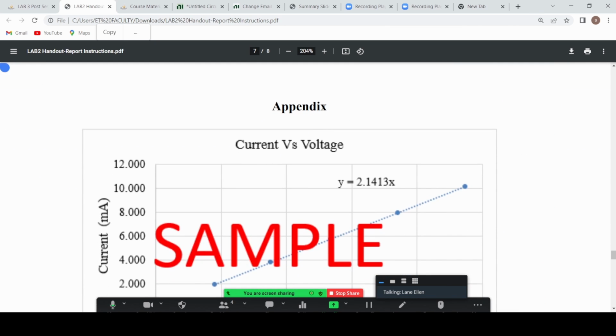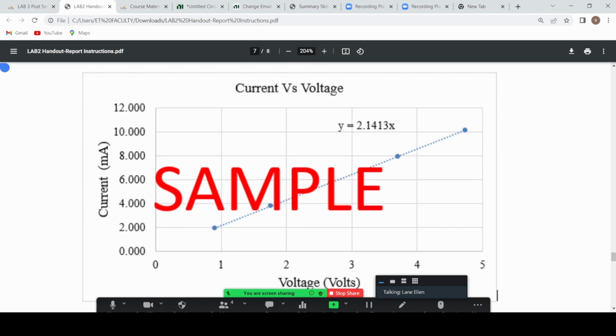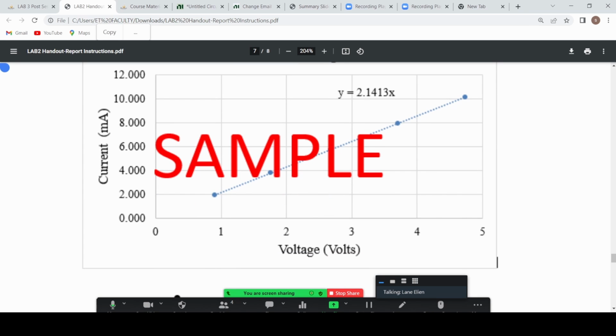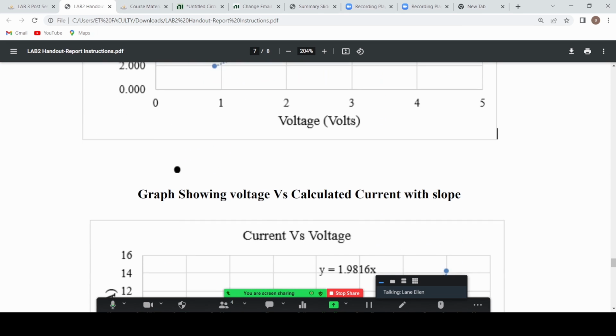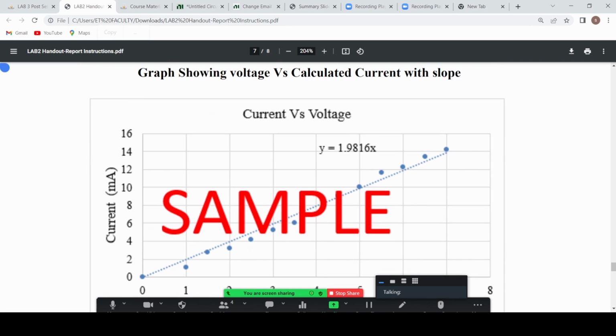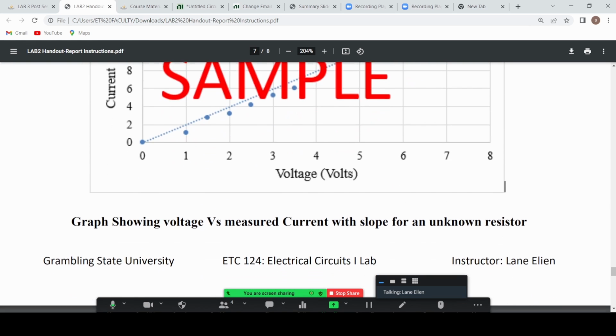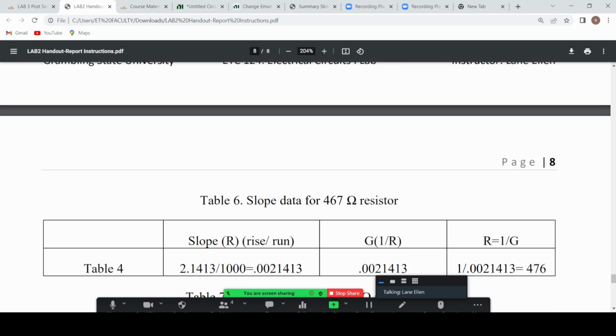And of course, in the appendix here, I included a picture of the experiment that is normally done, where you have a fixed resistor and you change the voltage and you measure the change in current, and you can get the slope of this. And using the slope, you can calculate the resistance. I didn't ask you to do it for this. I just gave you the example.